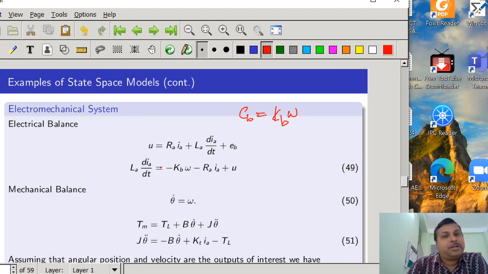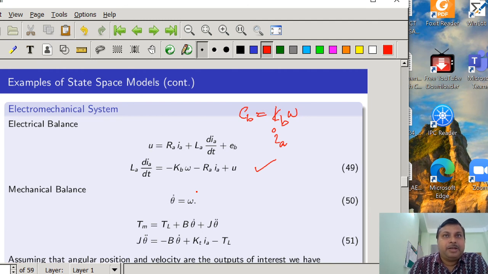Now from this equation, one hint has been given as to which variable will qualify as a state variable. We know that in a system, if some variable is a state variable, then definitely its derivative is associated with it. That's why you see we have written dIA by dt. So definitely from here it is clear one of the state variables will be IA, that is the armature current. After identifying the first differential equation, we move on to write the mechanical balance. If we see the mechanical balance, d theta by dt will be omega. So here you see another hint to choose the state variable.